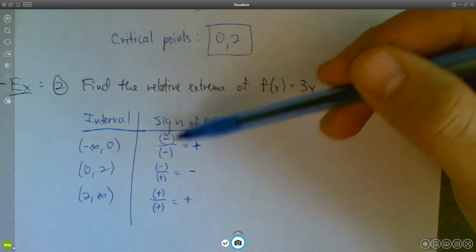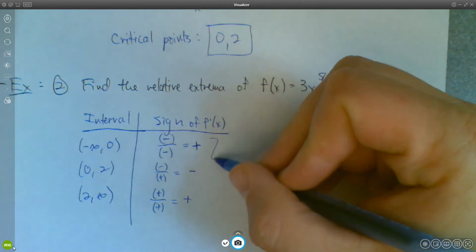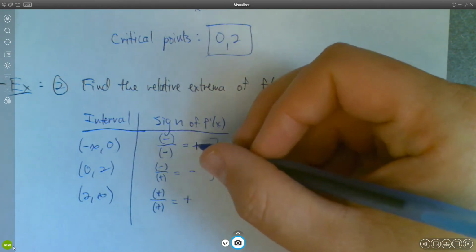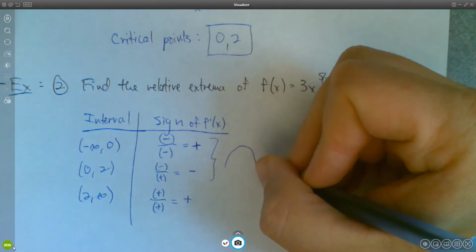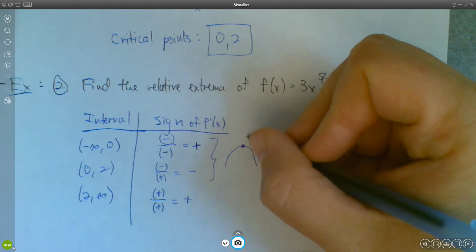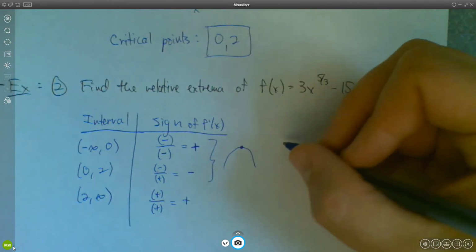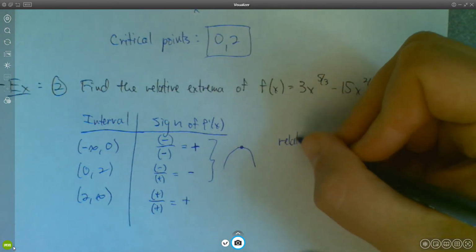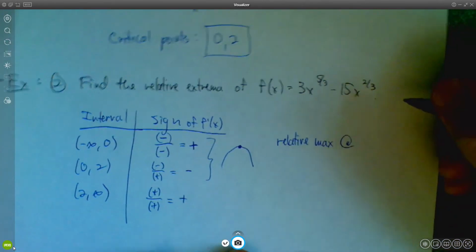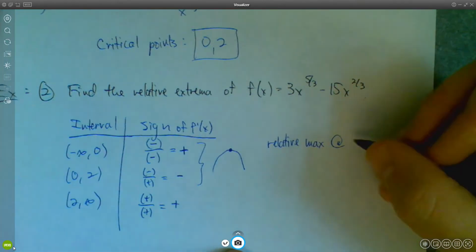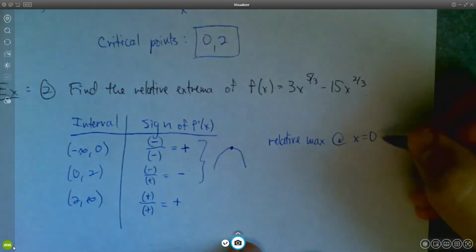Because right at 0, the derivative is changing from positive to negative, right? And so it must be a maximum, right? So I have a relative max at x equals 0. And in fact, if you wanted to give the point, that's just the x coordinate.